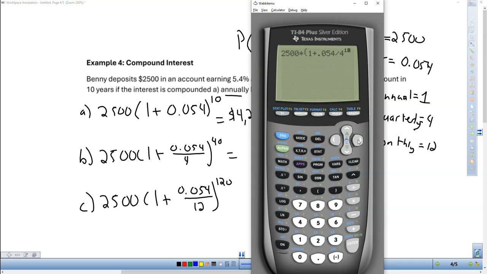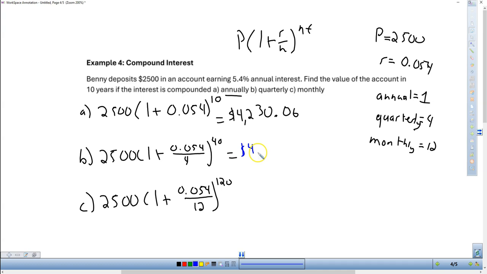And then what we have to do is also come in here and make it so that our final number is now not just 10 anymore, it's going to be 40. So now when you press enter, we have a new number, $4,274.55. So let's go ahead and write this one in. $4,274.55. All right, last one.